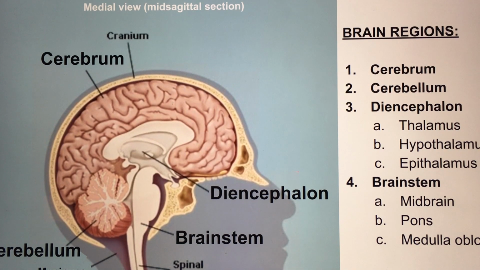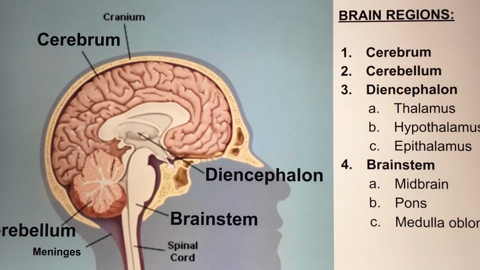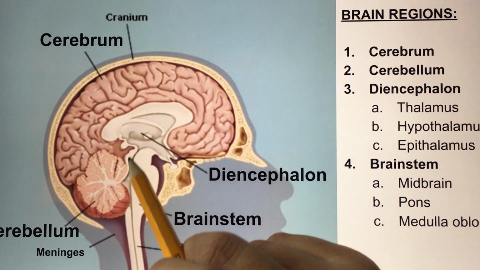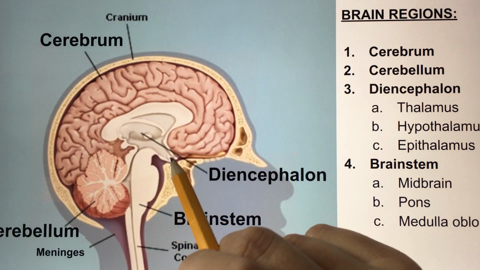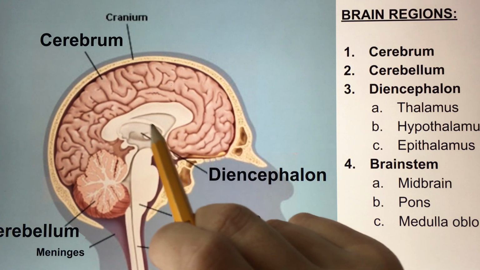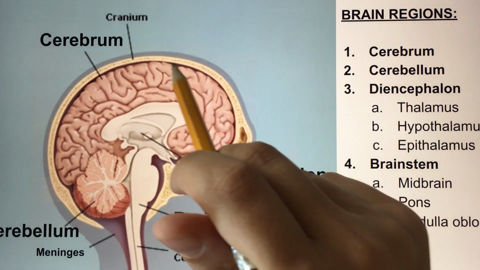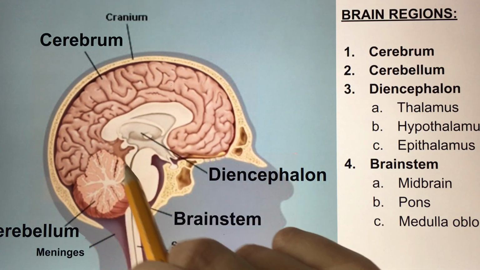First, we study the cerebrum. And here's a little review of all of these brain parts in a slightly different view. So inside of the cranium, spinal cord is connected to the brainstem. Brainstem is connected to the diencephalon. Diencephalon is going to be below the cerebrum, and cerebellum in the back.